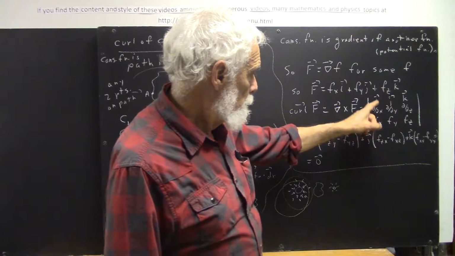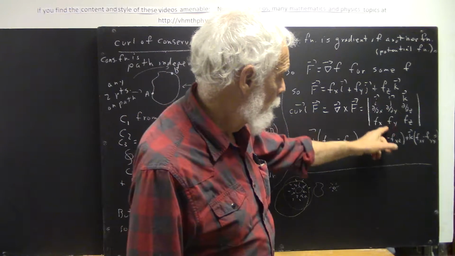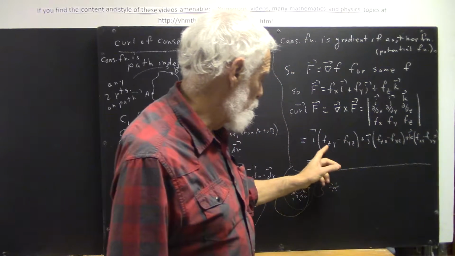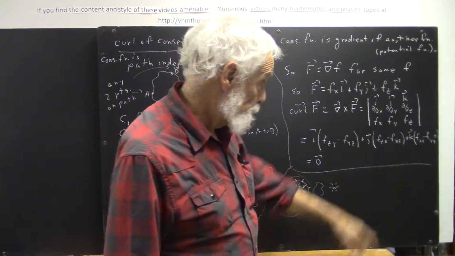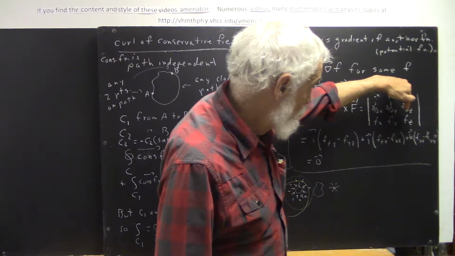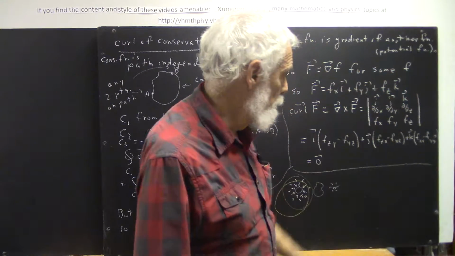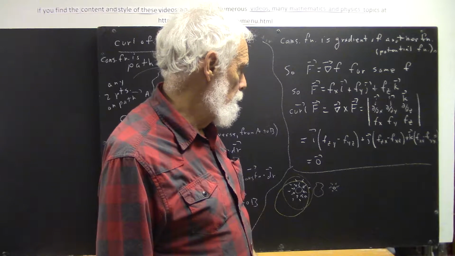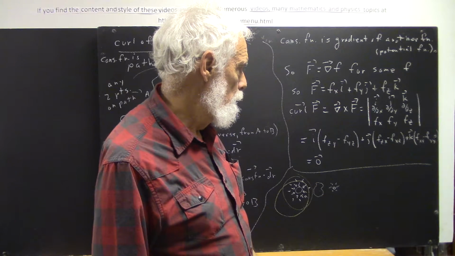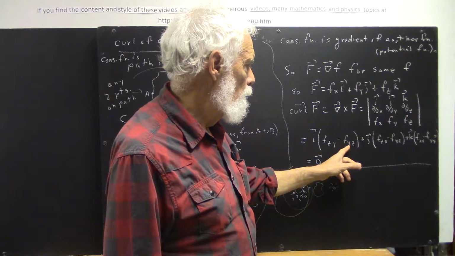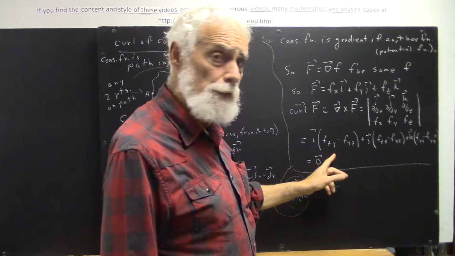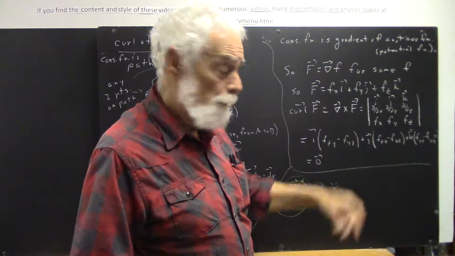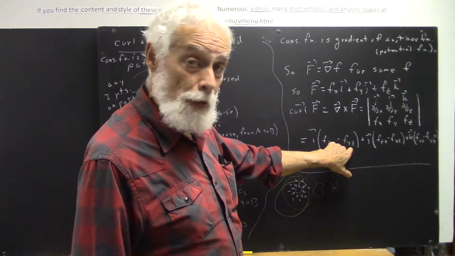i gets multiplied by the determinant of this minor, which is the partial of fz with respect to y, write that as fzy, minus the partial with respect to z of fy. Well, look at that. The partial fyz is the same as fzy, isn't it? The order of your partials doesn't matter. We proved that a long time ago. So that's going to give us 0.